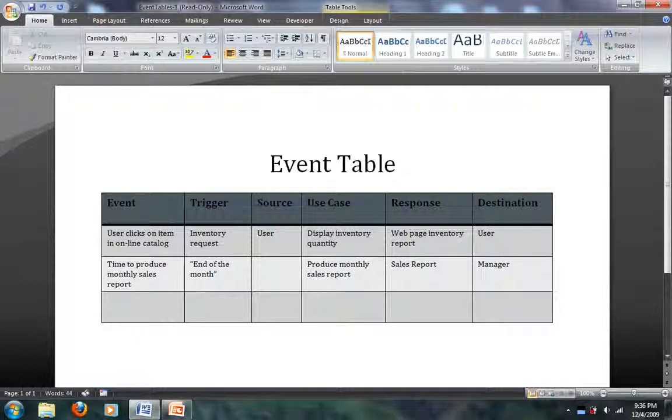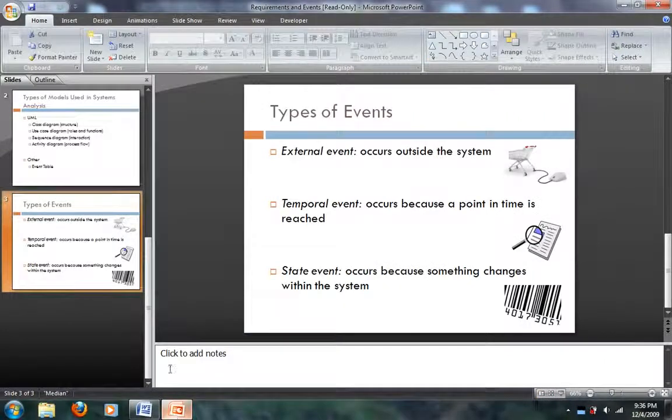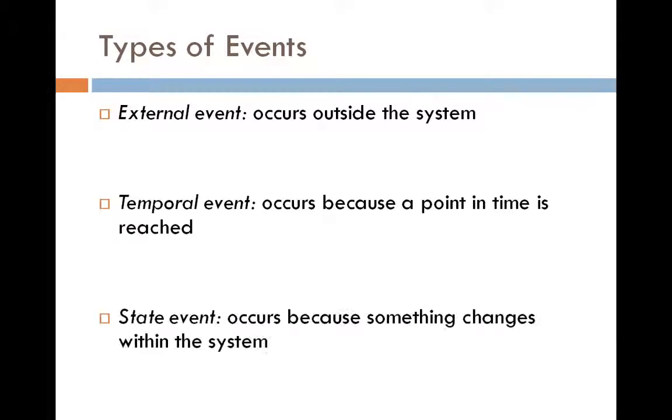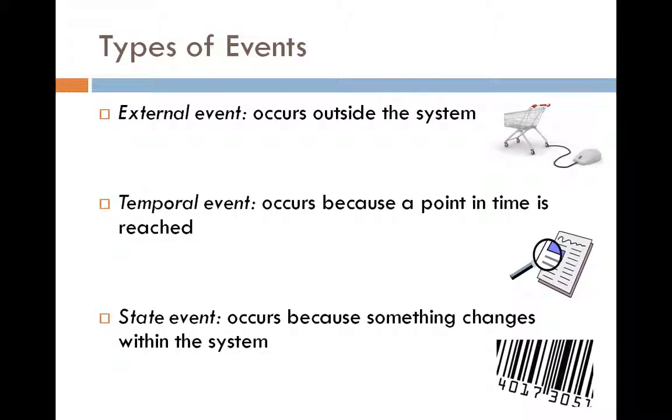Let's keep on going here. And now we're going to look at the state events. So state events occur because something changes within the system. We've already done our external event of a customer looking up the available inventory online. We've seen sales reports, and now let's think of a case that a retail store might run into. Inventory is low. The system recognizes that the inventory is low, so there's going to be a need to reorder more inventory. So let's go back to our event table and create this event.